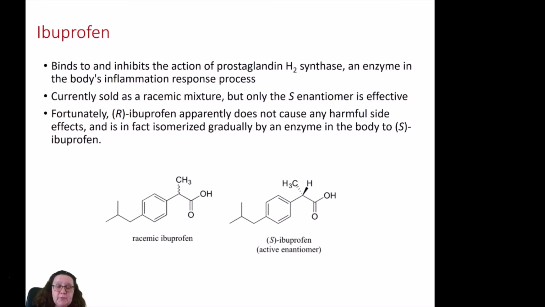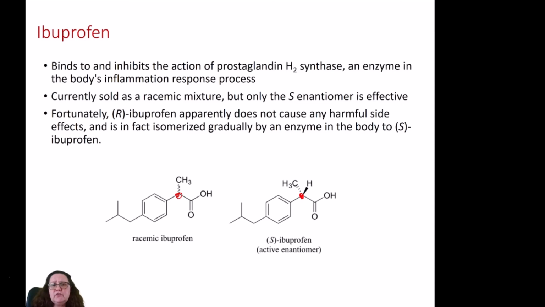Ibuprofen has a chiral carbon, this one here, so there are two enantiomers of ibuprofen, and we call them R and S. It's beyond the scope of this module to explain what the R and the S mean, but I will put some links on Blackboard if you're interested in what R and S mean. And only one of the enantiomers, the S enantiomer, is the active one.